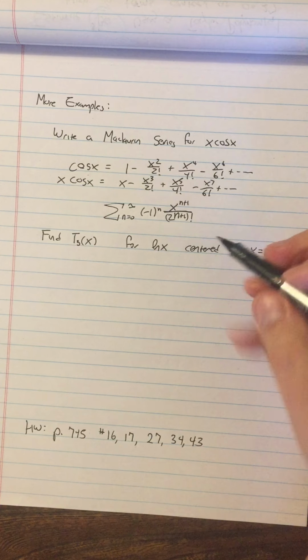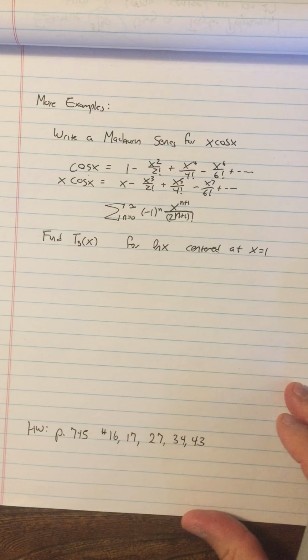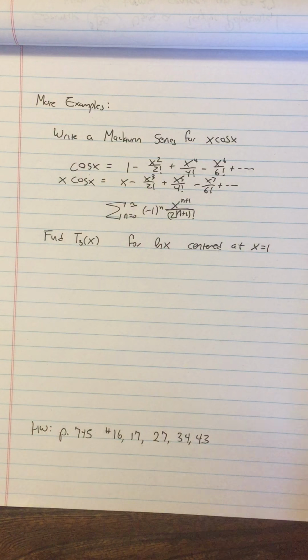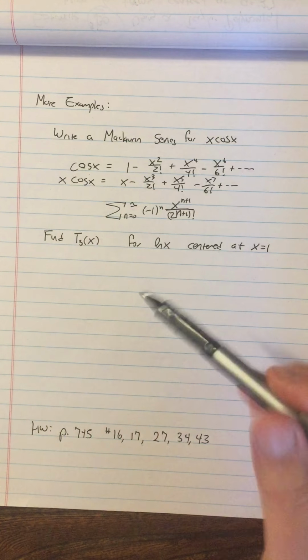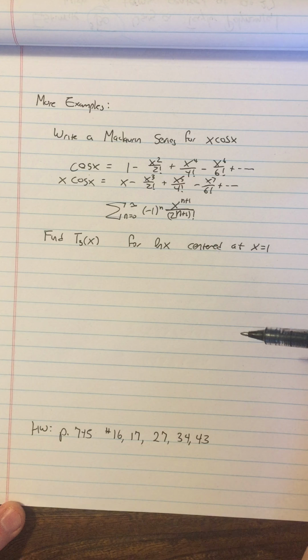All right, next one, we're going to find T3. So this is using that notation. T3 means the Taylor polynomial up to the cubic term. This is a very typical kind of AP question. They won't ask you to do 50 billion terms. They'll just ask you to do something fairly straightforward like this.